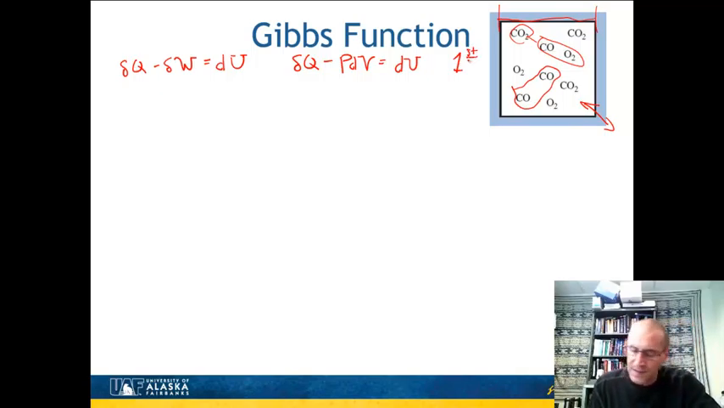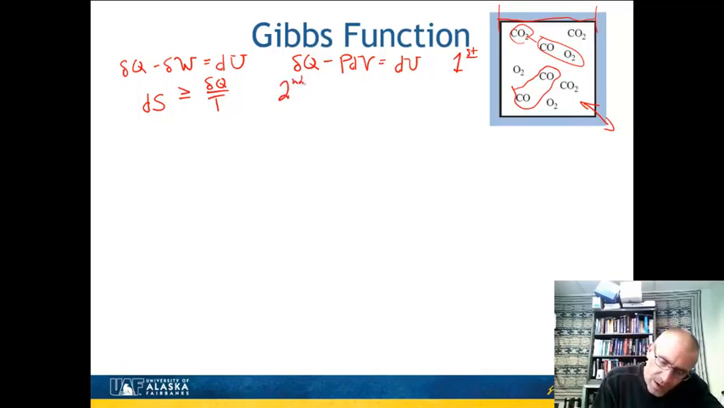Now let's write down the second law of thermodynamics. The second law said that dS, our differential change in entropy, has to be greater than or equal to the amount of heat normalized by temperature, del Q over T. That right there is the second law of thermodynamics. So we know that both of these conditions need to be met for any system to exist.